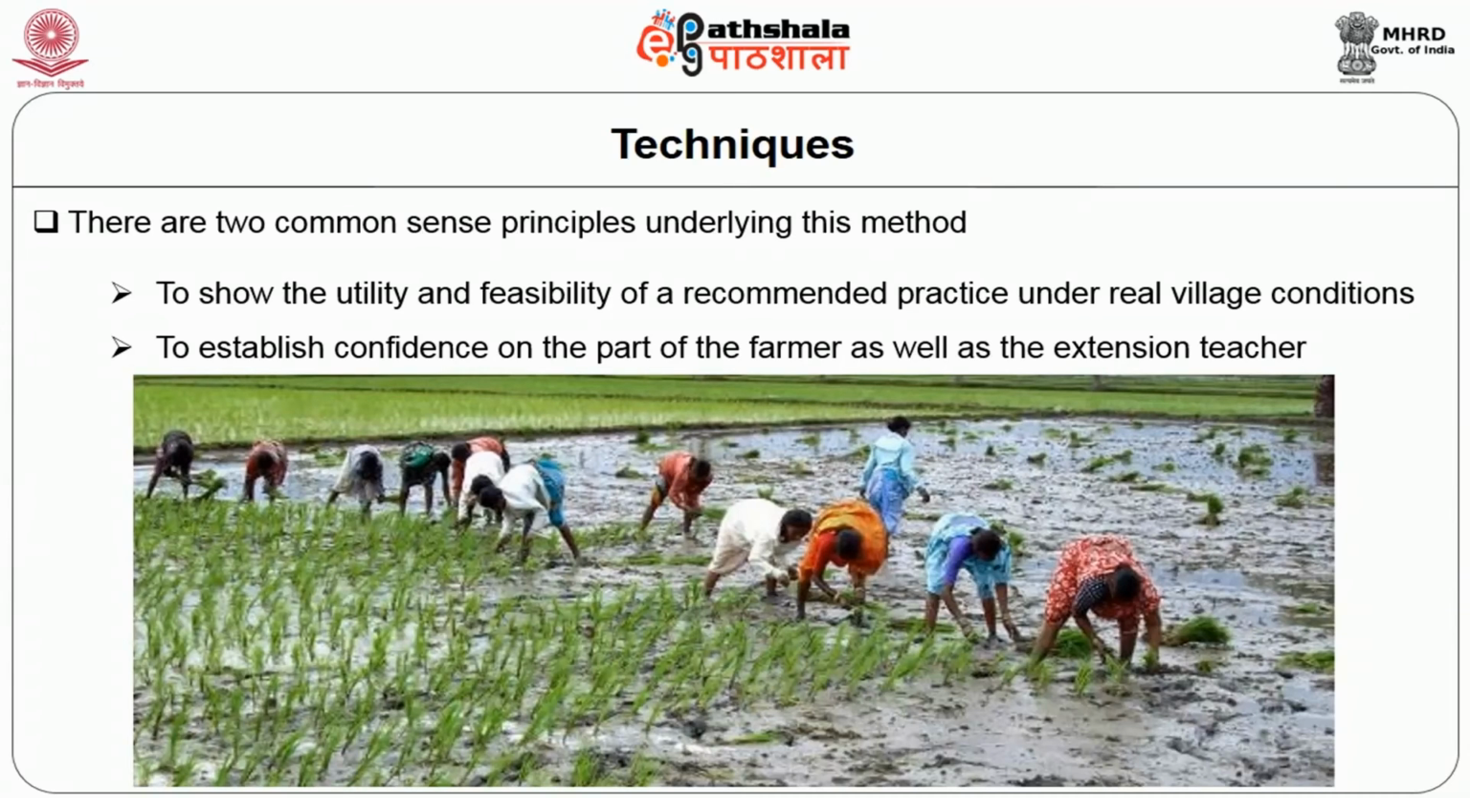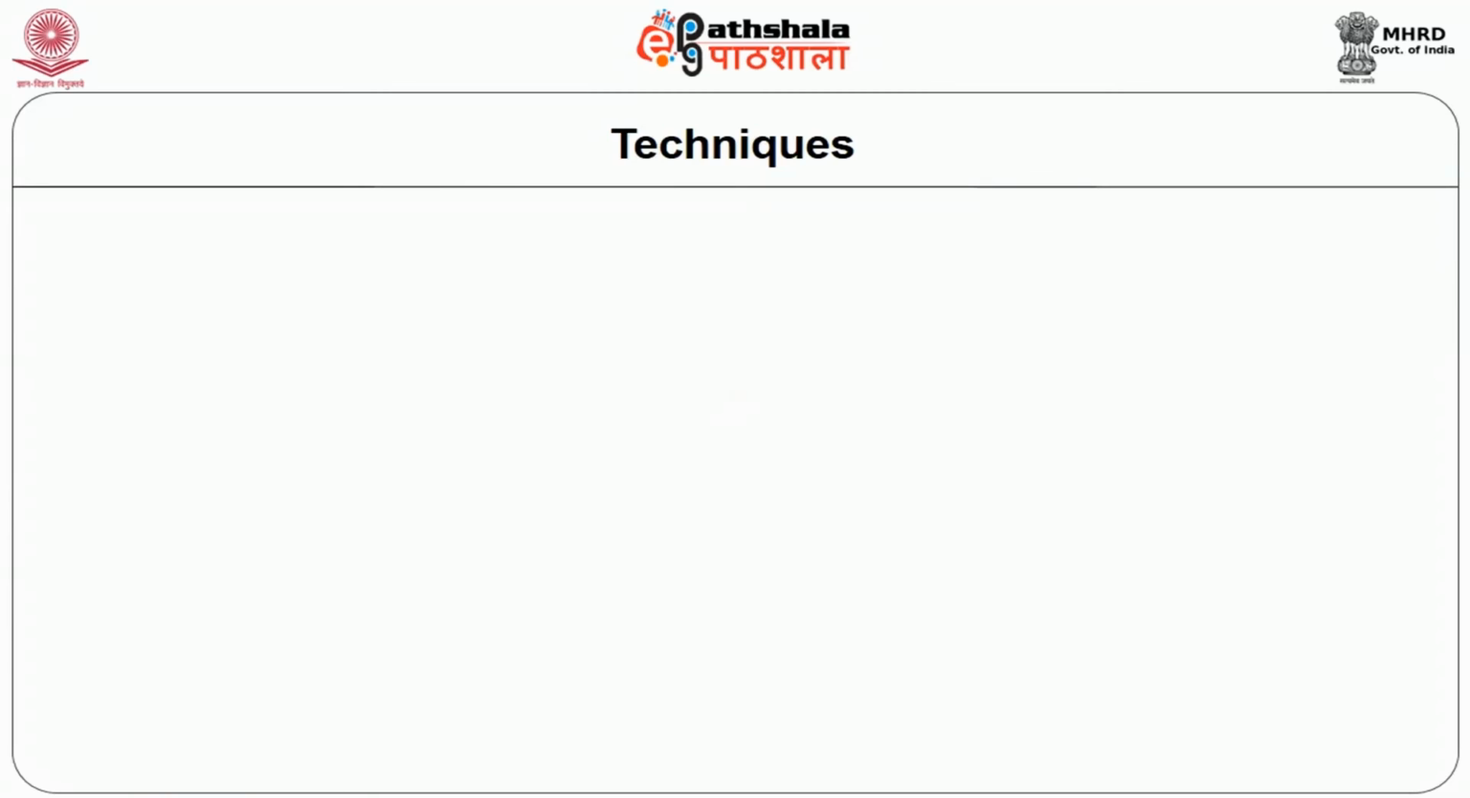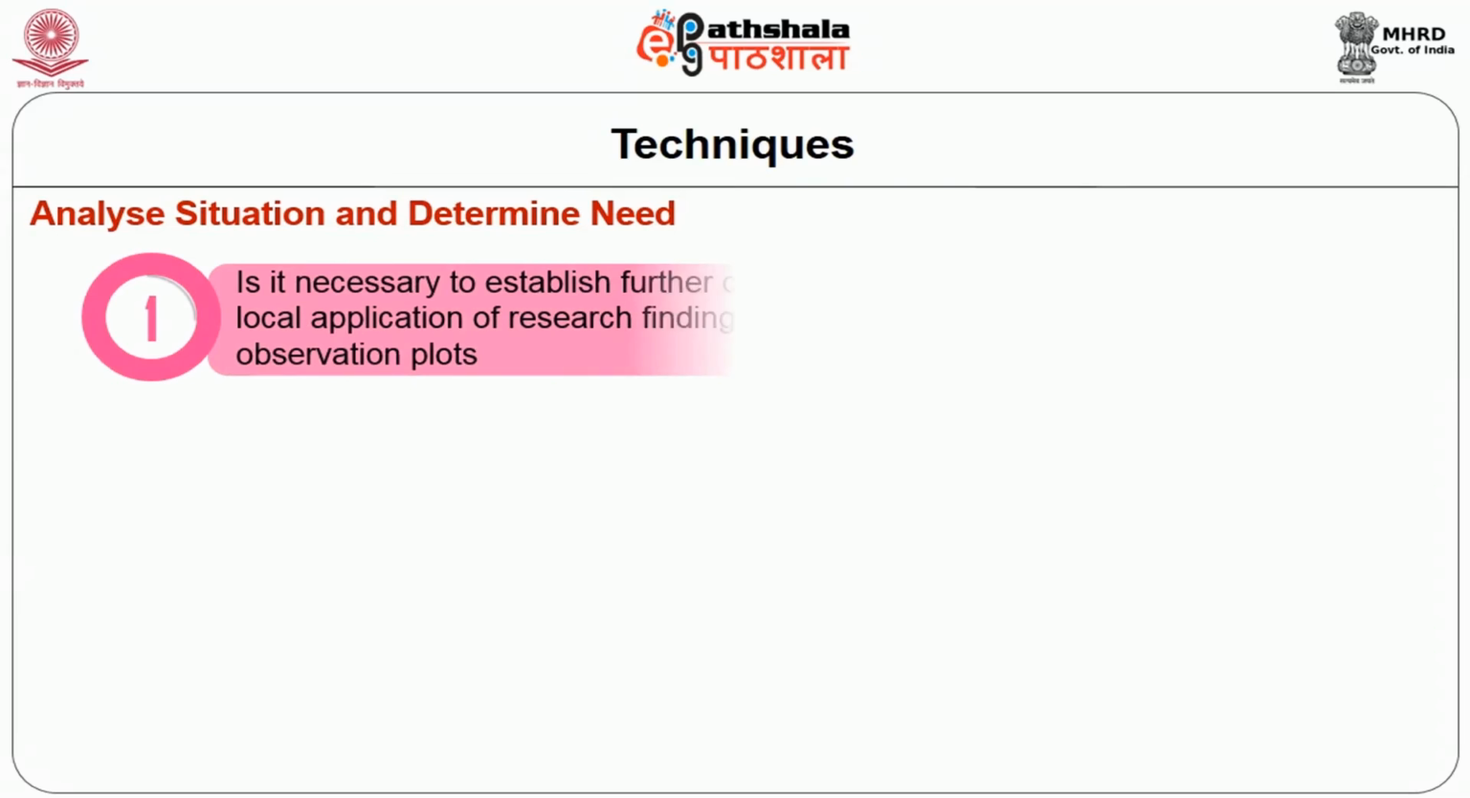So, how should we conduct the result demonstration? We have to follow certain techniques or procedures in conducting the result demonstration. The first technique is to analyze the situation and determine the need. It is necessary to establish further confidence in local application of research findings and results of observation plots.